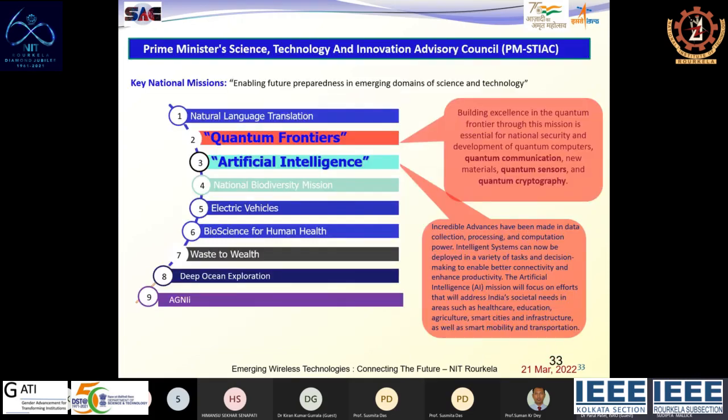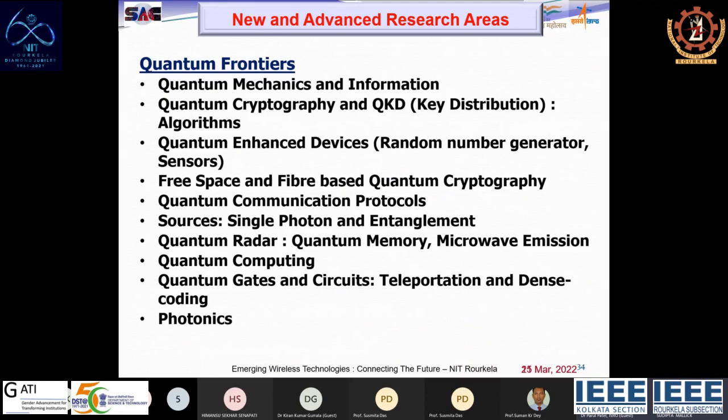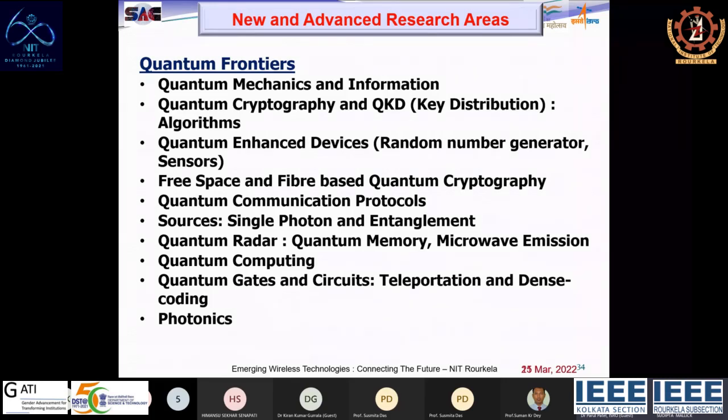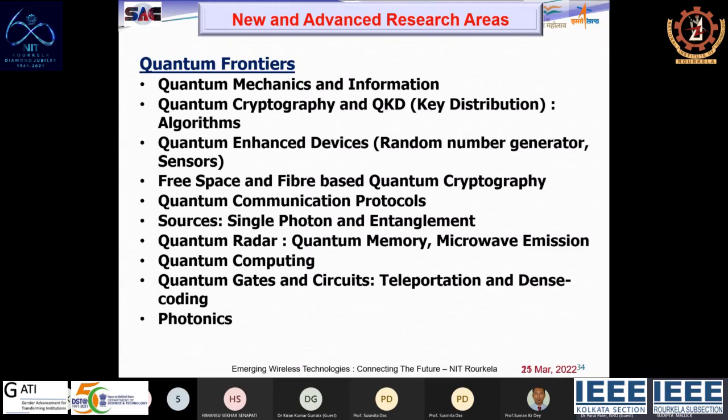Yeah, please. Since you are all from wireless technologies, I'll just touch upon the quantum frontiers experiment that we had done here. Next, please. This is in the Prime Minister's STIAC office. Yes. So quantum frontiers is very important, from quantum mechanics to quantum cryptography, enhanced devices, free space and fiber based. You combine both for quantum cryptography and quantum communication. Your sources, whether a single photon or an entangled photon, quantum memories or quantum gates, photonics. These are all the fields in which we are working here at SAC. Next.